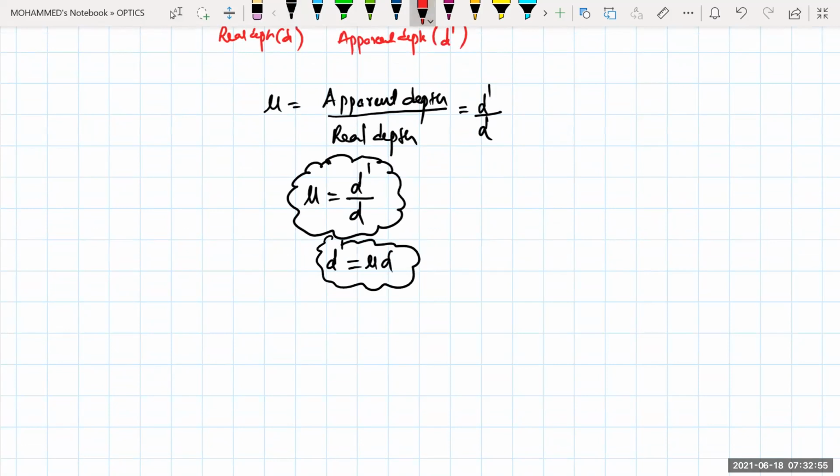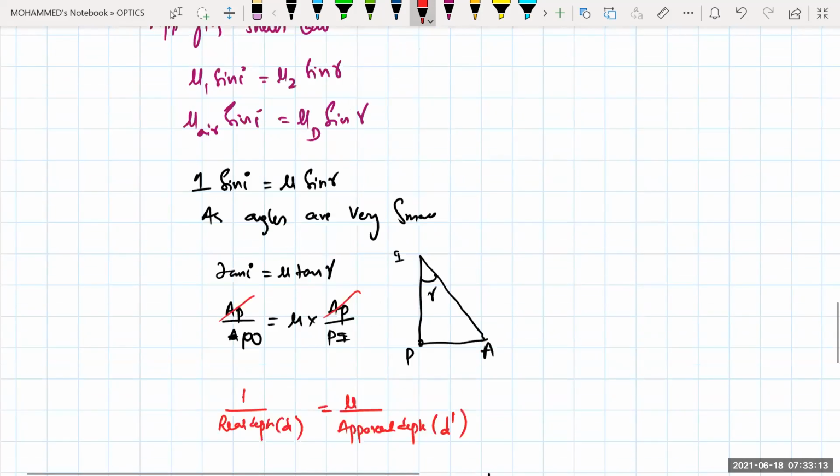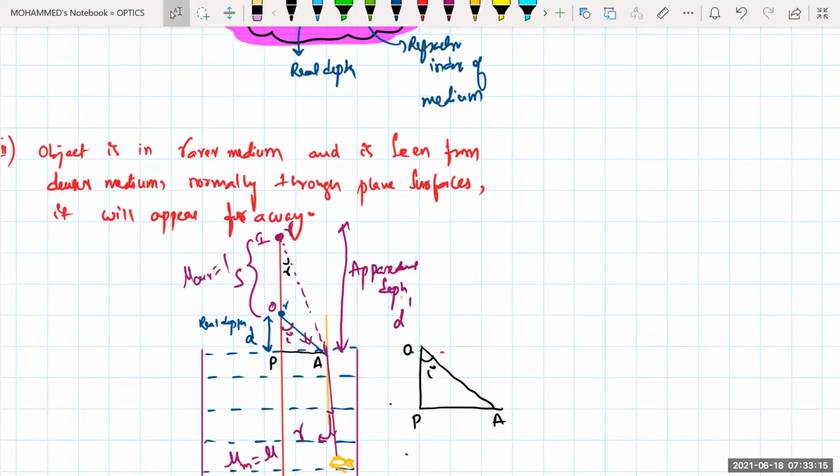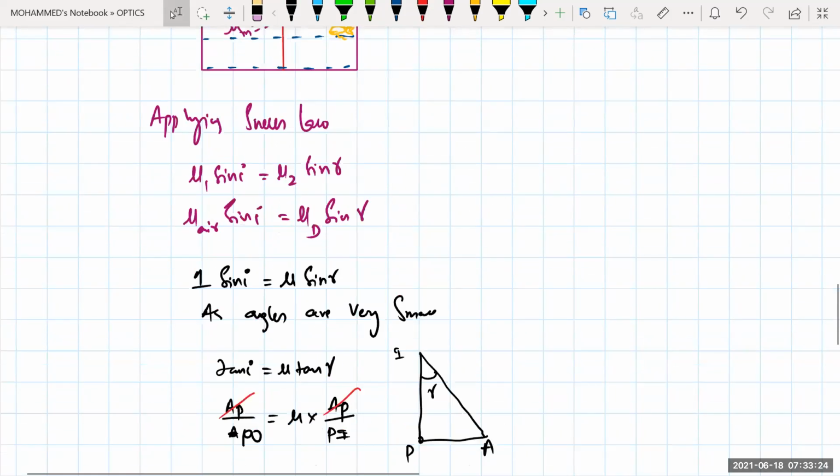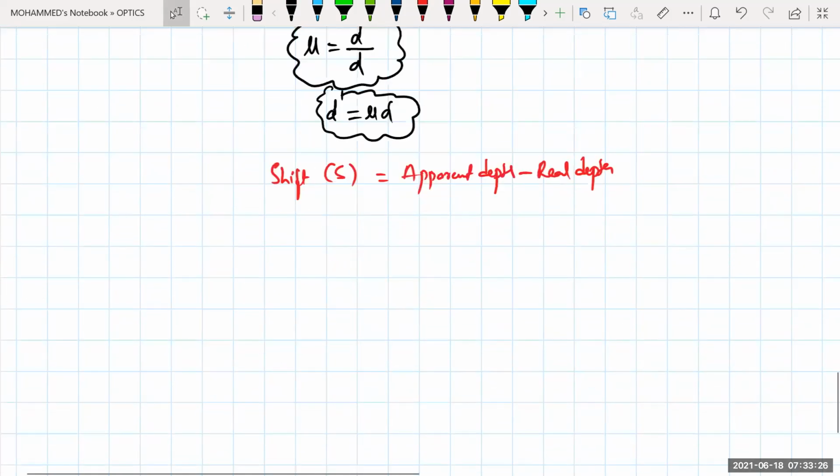Can you tell me what will be the shift? Shift will be equal to S here. So shift will be equal to D dash minus D, that is apparent depth minus real depth. See the diagram. Apparent depth is D dash divided by D.